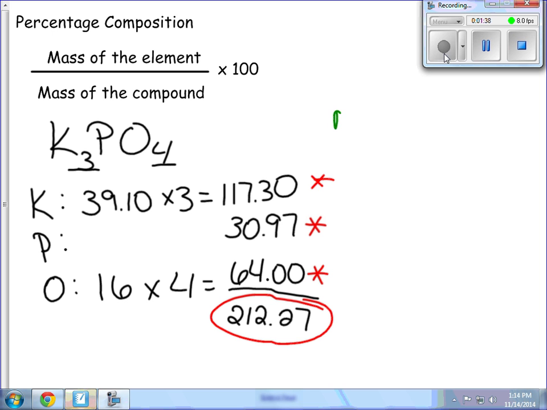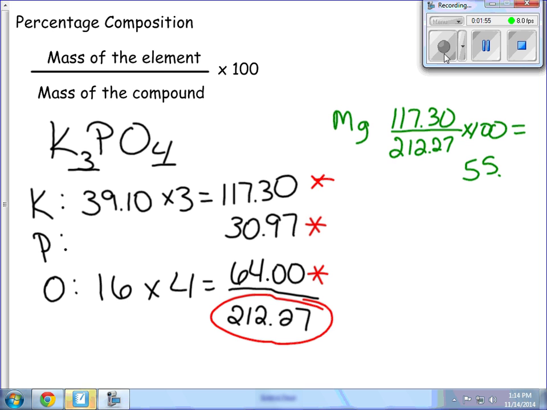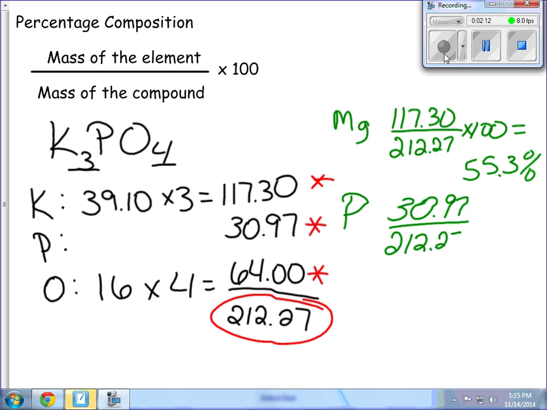For potassium, we take 117.30, divided by 212.27, multiply by 100, and we get 55.3%. Now we're going to do the same thing for phosphorus. Our mass for phosphorus was 30.97. Divide that by the mass of the compound times 100, and we get 14.6%.